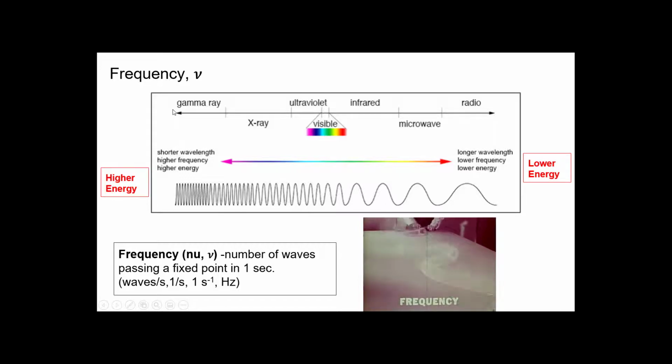And on the spectrum over here, which is gamma rays and X-rays and UV light, these are higher energy. So UV light is higher in energy than visible light, X-ray is higher in energy than UV light, and gamma ray is higher in energy than X-ray. When we go on the other side, visible is higher energy than infrared. Infrared is higher than microwave, and microwave is higher than radio waves. So we start out with the low.